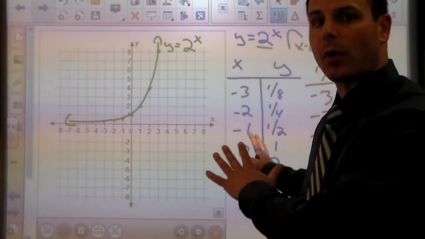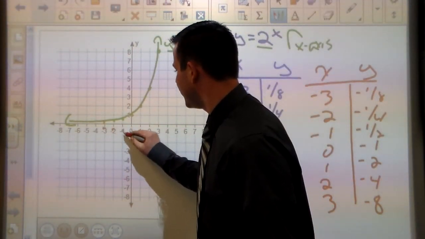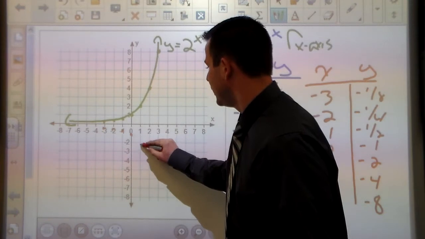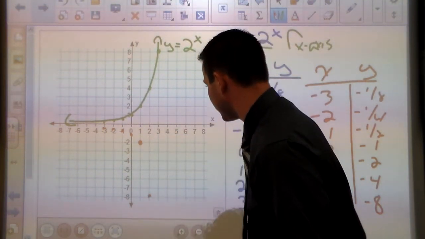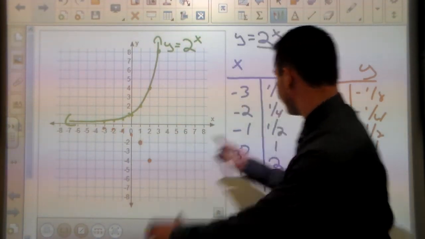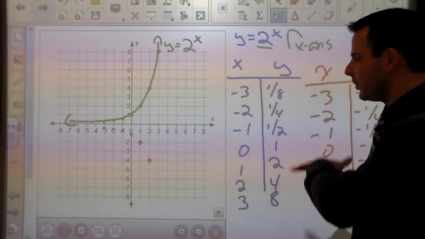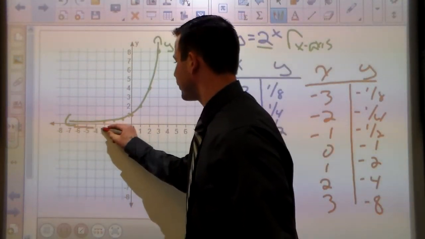So now we have all of our ordered pairs that we're going to plot. There we go, there we go, there we go. -1, -2, and -8. Oh, that's -4. Whoops. 2, -4. So I should be reading my table of values and plotting them specifically. 3, -8. So here is our exponential graph.